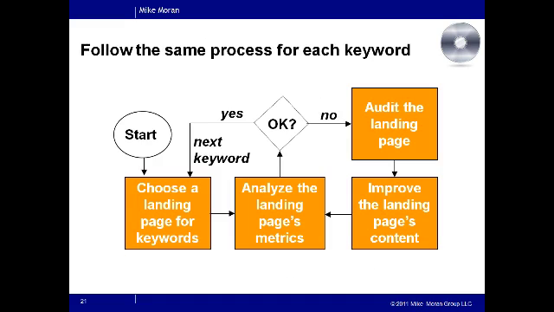And then you follow the same process for every keyword. So you want to choose that landing page, whatever the right answer is for each one. Then you want to analyze those metrics we talked about, the no results ones, the no click ones. And then you change the landing page, and you keep changing it until that page starts to come up and until you start to see people converting.